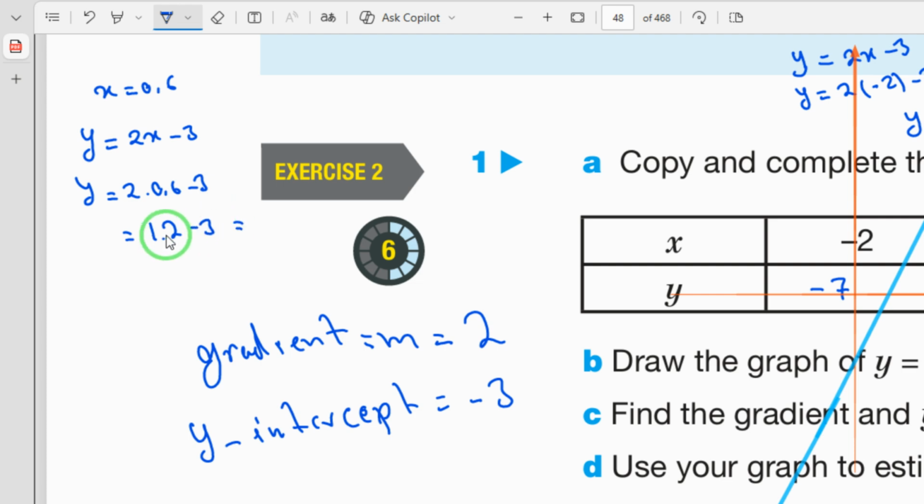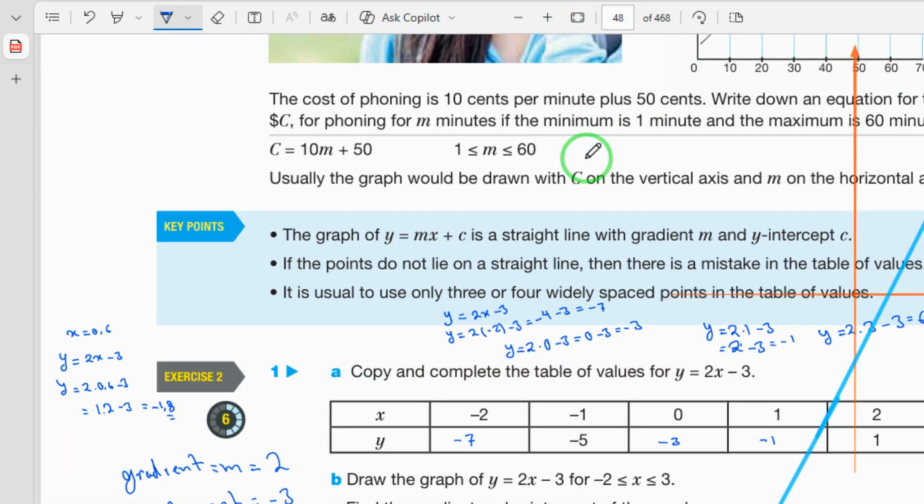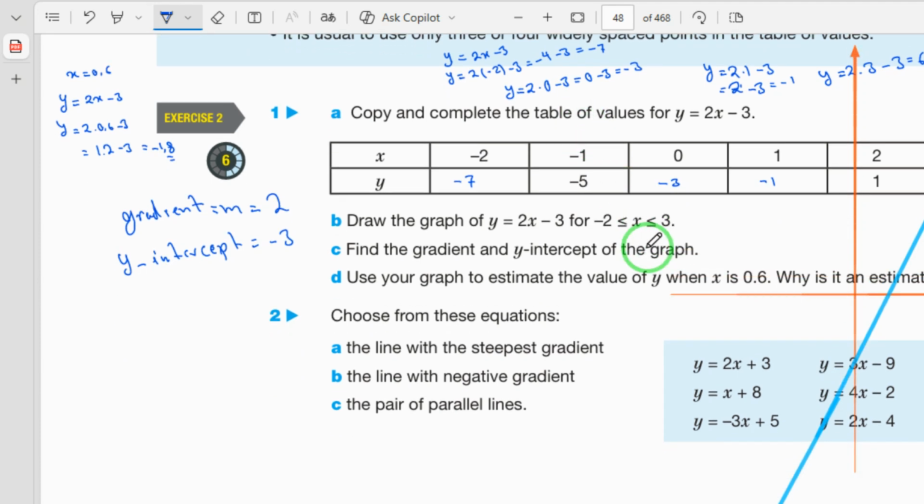So it's equal to 1.2 minus 3, which will remain only -1.8. That's the exact value. So this question is solved completely.